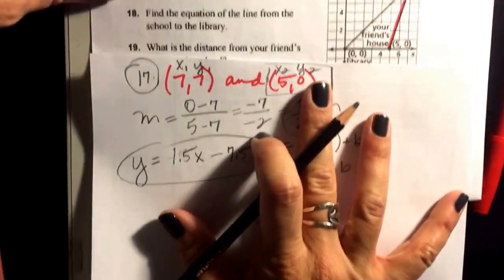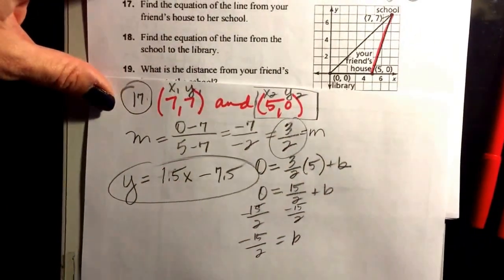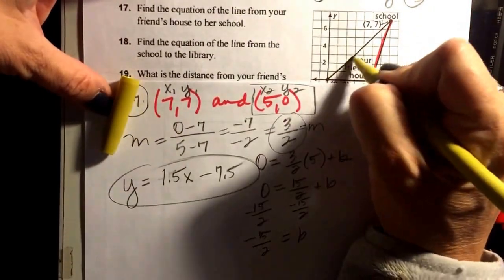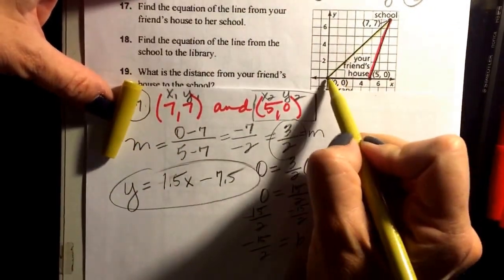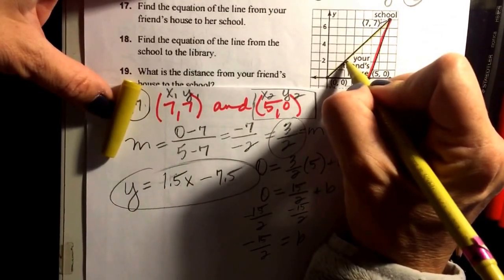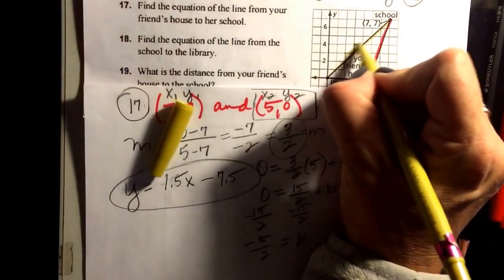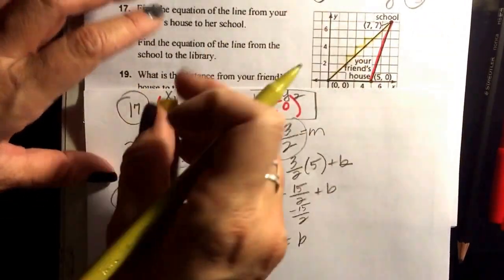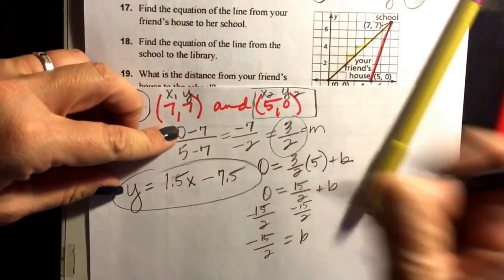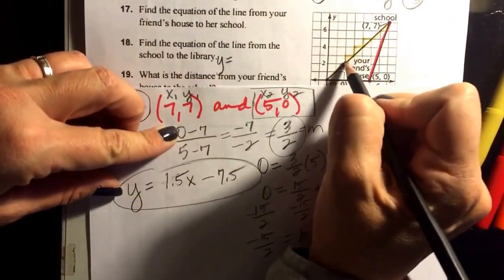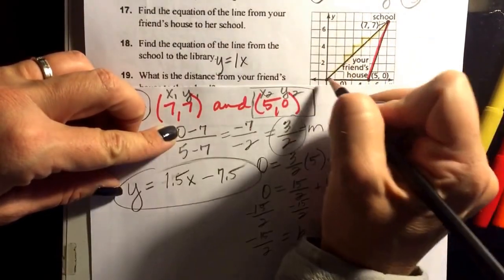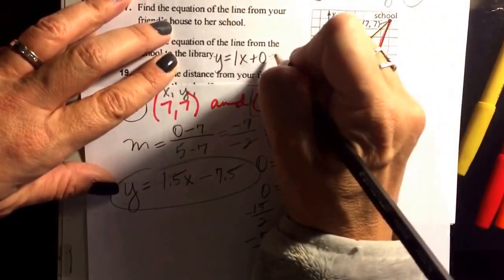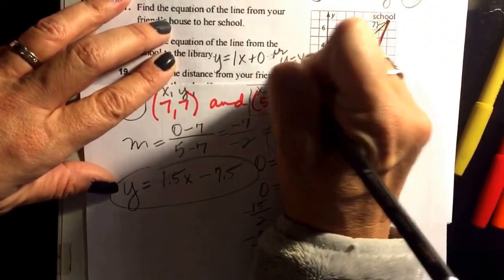Now for 18, the equation of the line from the school to the library, I'm going to approach it just a little bit differently. I actually want to do the school to the library work right on my graph, because the way I see it here, from the school to the library, its y-intercept is 0. The b value is 0, and the slope is actually up 1, right 1, up 1, right 1, up 1, right 1. The slope is 1. So for number 18, I think this is a pretty easy equation. It's y equals 1x plus 0, or just, 1 times x is just x, so I could actually write this as y equals x.